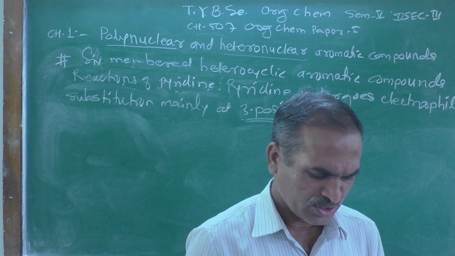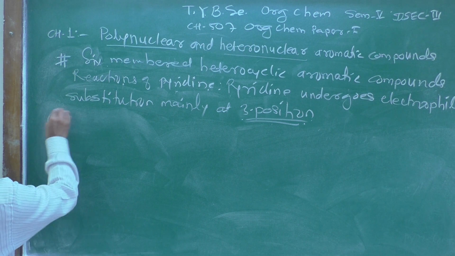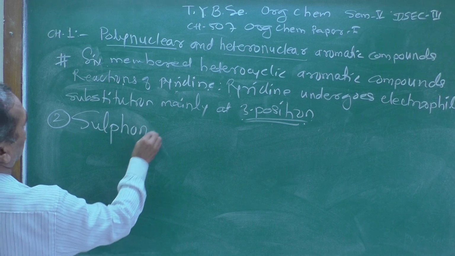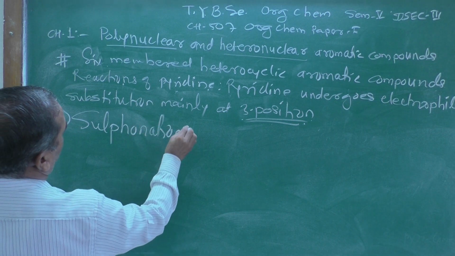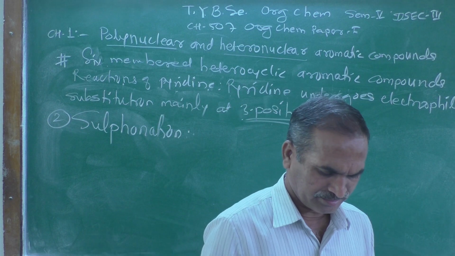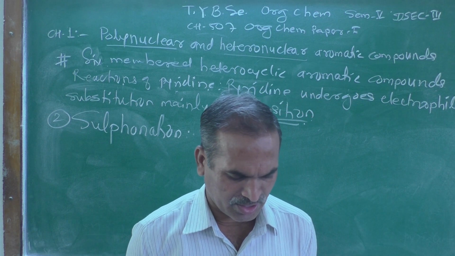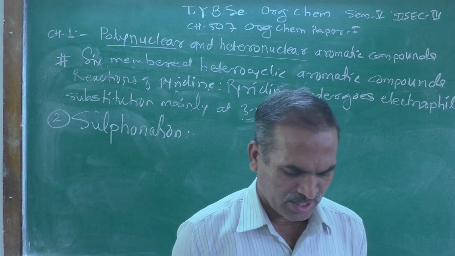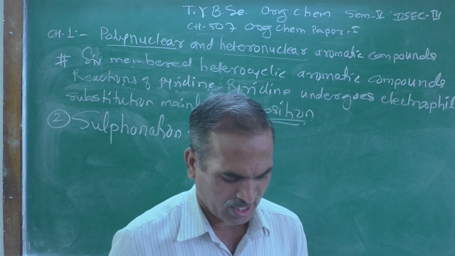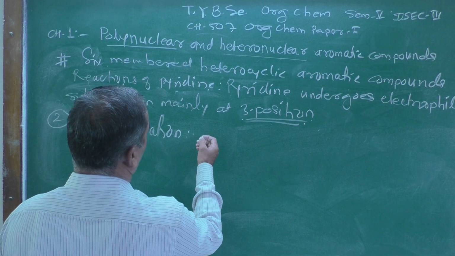The second reaction is the sulfonation. Pyridine on heating with concentrated H2SO4 at 350 degrees centigrade gives 3-pyridine sulfonic acid. That is the sulfonation reaction.